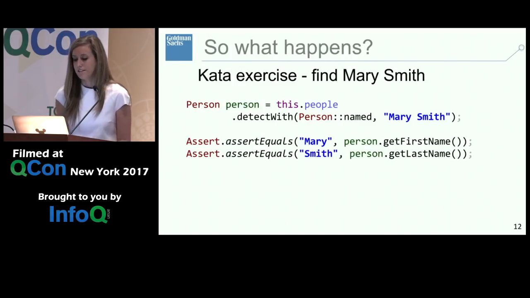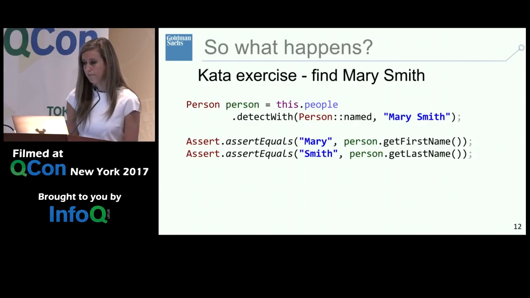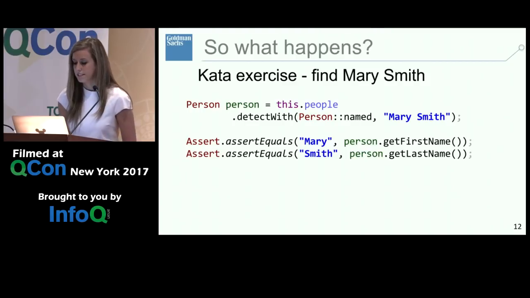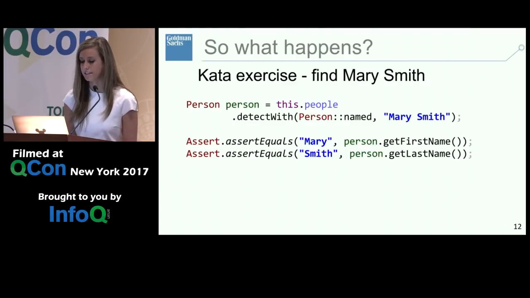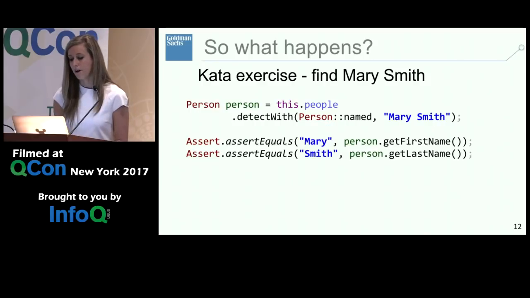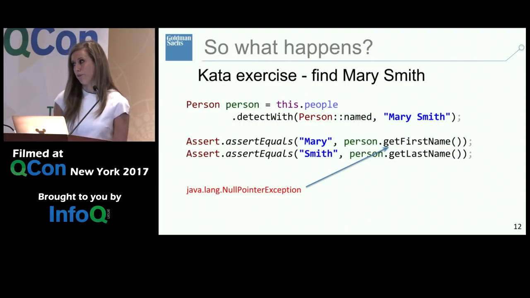So from the kata, this is taken from our set of tutorials, we want to find Mary Smith. In this example, this.people is our list of people, and we're saying detectWith. The first parameter is our method reference to this method on Person called named, and the second parameter is Mary Smith. So we're basically saying find me a person in my list called Mary Smith. If she's there, she will get set to the person object. But in this case, Mary Smith is not in our list, so we're getting back a null value. So what happens when I throw my assertions? I get a null pointer exception because Mary Smith returned null.